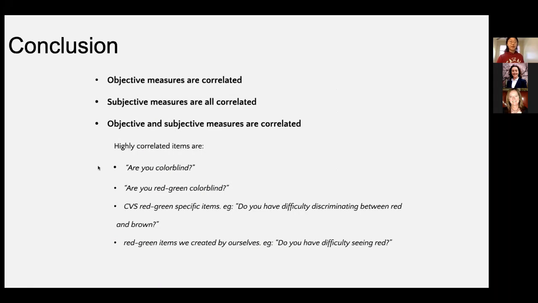All right, so here's our conclusion. The objective measures are correlated, the subjective measures are all correlated, and objective and subjective measures are also correlated. So highly correlated items are: are you colorblind? Are you red-green colorblind? And we also have highly correlated items like, do you have difficulty discriminating between red and brown? Do you have difficulty seeing red? So in other words, when we ask people these kinds of questions, people answer really accurately. Their answers are pretty accurate based on their own objective measures of CVD. So they quite understand their own condition of color vision deficiency based on these questions.